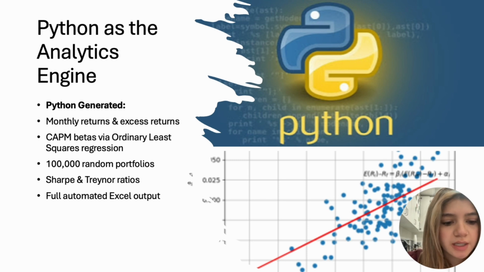Python was the engine behind the entire pipeline. It aligned WRDS and price data, calculated monthly and excess returns, estimated beta through regression, and simulated 100,000 portfolios. Then it automatically produced a 12-sheet Excel file with portfolio weights, betas, expected excess returns, covariance, correlations, and final risk-return metrics.